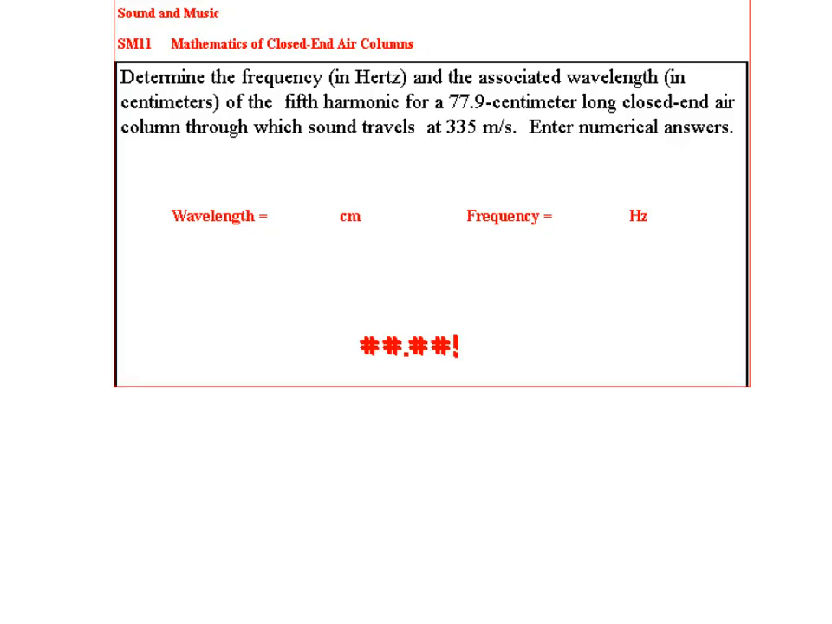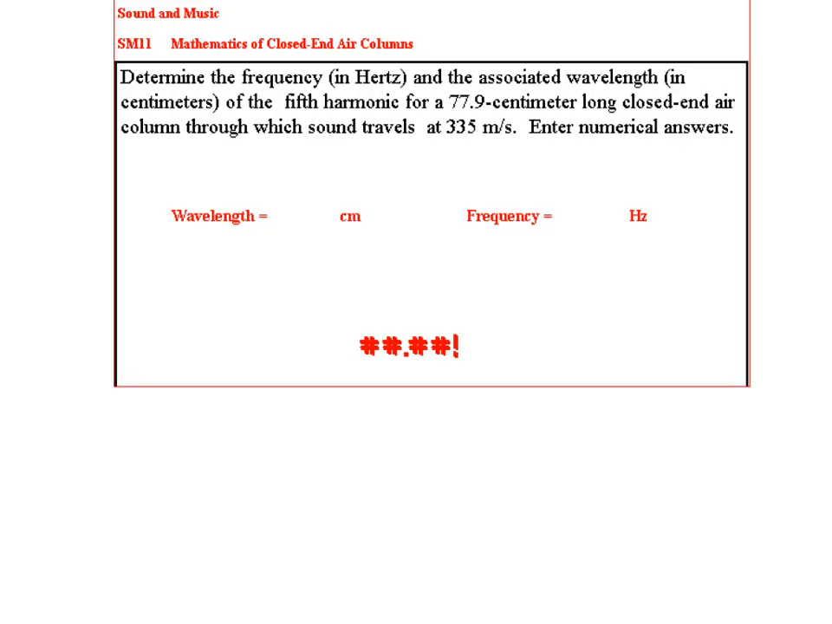What they describe for you is the harmonic number and the length of the tube and the speed at which sound travels. You'll notice 335 meters per second is a little different than the 343 that I usually recommend, but you'll find different values given that are all kind of close to each other.